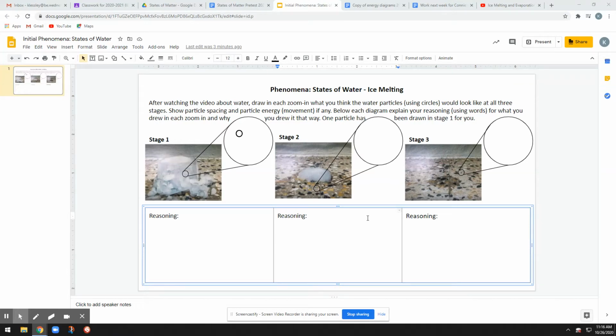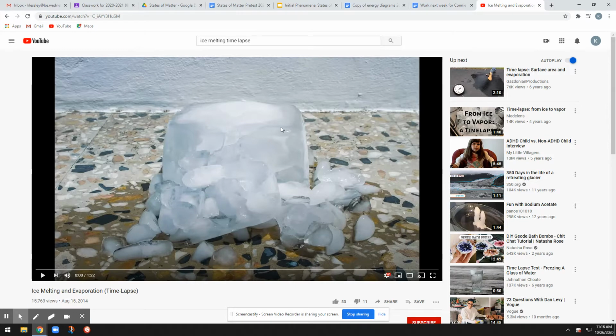For this phenomena, we are going to look at a block of ice as it melts, and you're going to fill out this diagram or this slideshow based on what happens with the ice. So here is a block of ice.